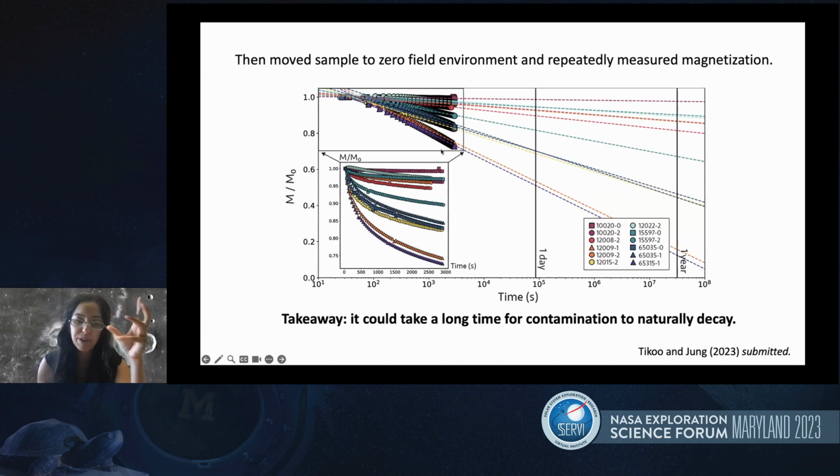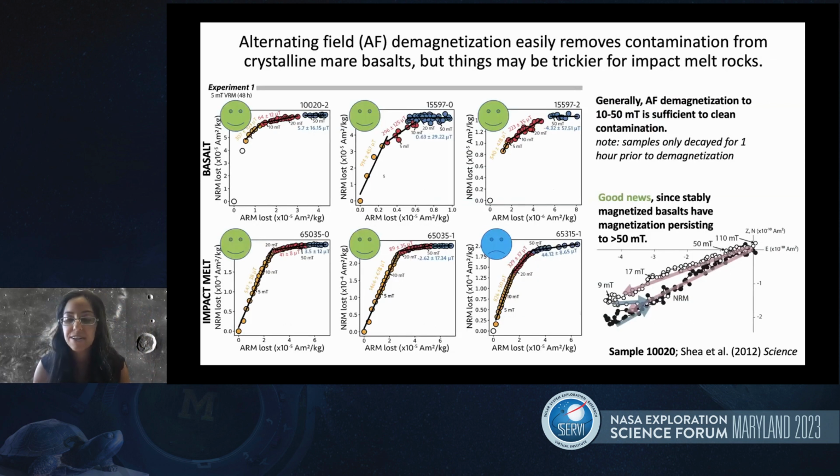But the thing that's a little bit nerve-wracking is that our results show that it could actually take a long time for this viscous contamination to naturally decay, possibly years, depending on the sample. And so the question is, how are our paleomagnetic studies affected by this?